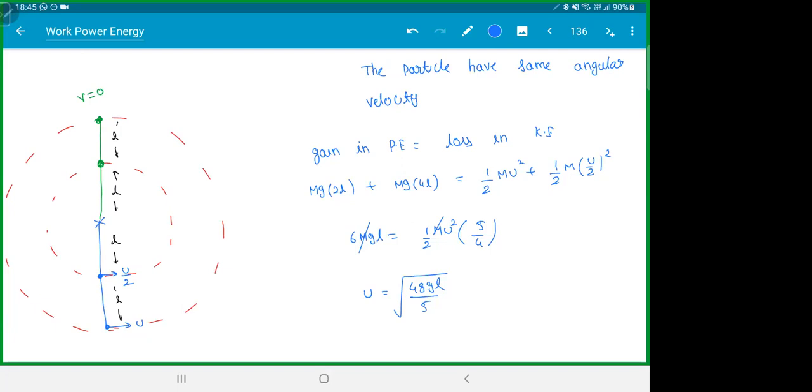None of you got it. Root 20 gL, root 8 gL. Check my calculation. Did I goof up? Both the particles will go to different heights and both will have different velocities. Since it is a rod, at the highest point, velocity can be 0.